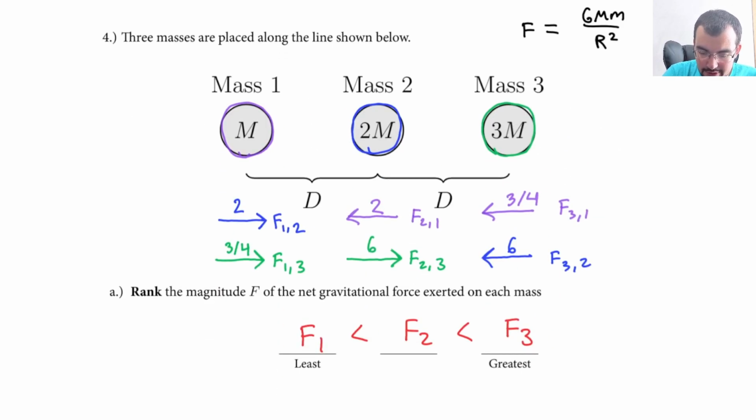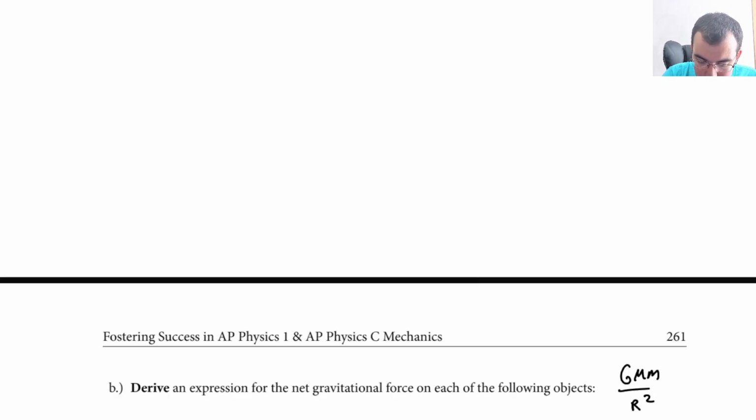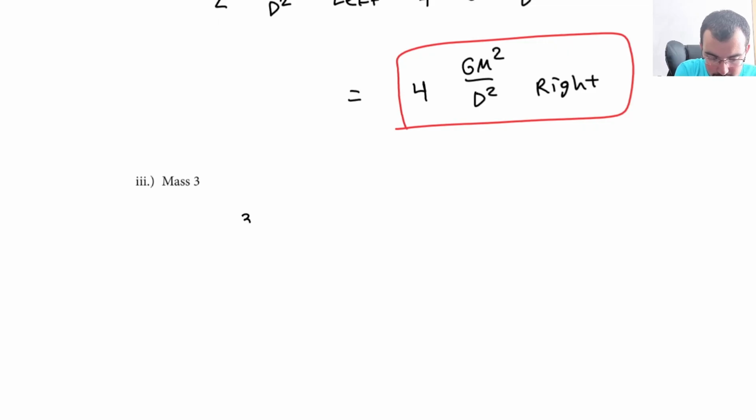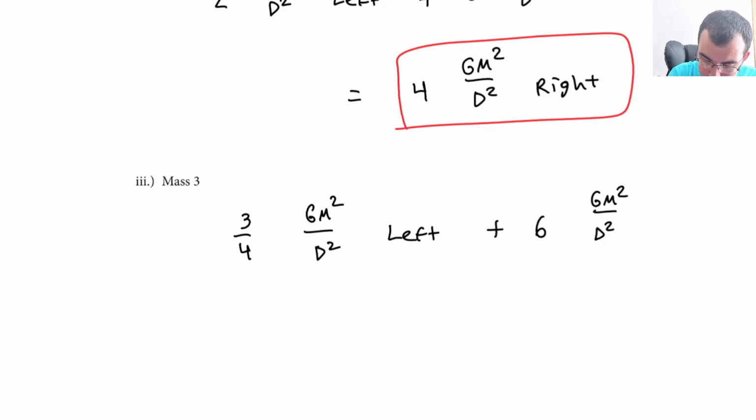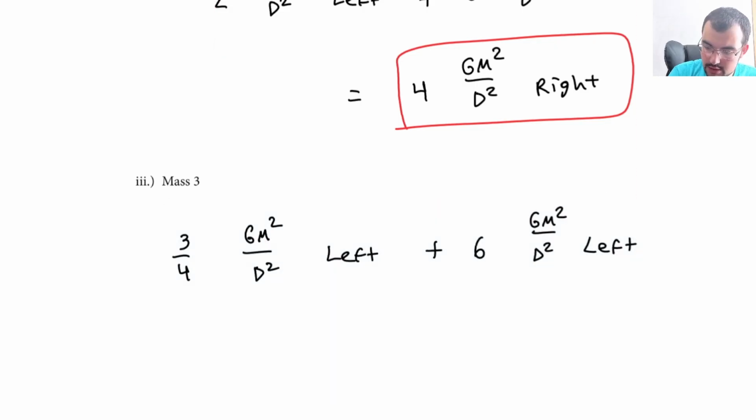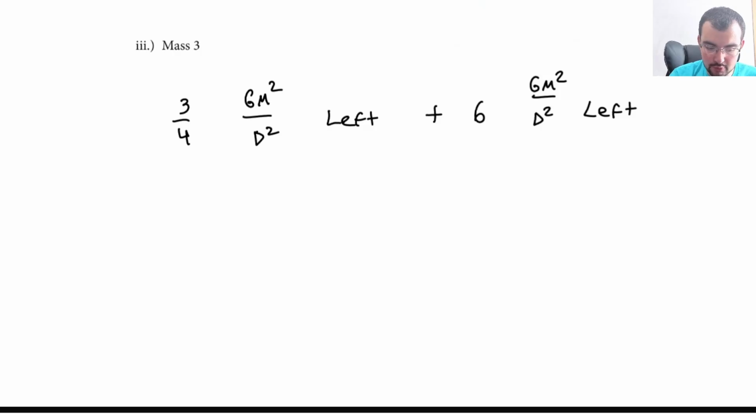And then lastly, we have 3/4 and 6. So we get 3/4 GM squared over D squared left plus 6 GM squared over D squared left. 6 is 24/4, so we get 27 over 4 GM squared over D squared.